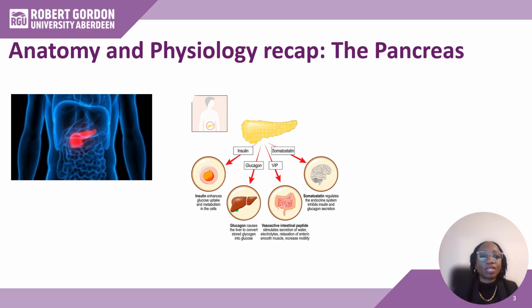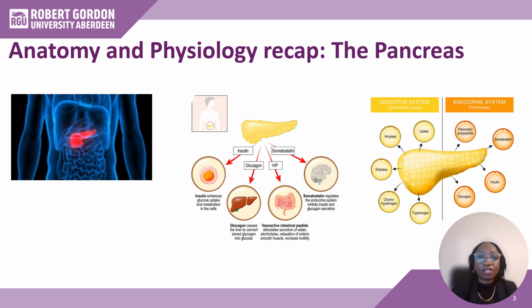As you can see on this slide, the pancreas does produce a few different chemicals, if you like. So we have the insulin there, we have glucagon, we also have vasoactive intestinal peptide, and we also have somatostatin. These are really important when we get into the pharmacotherapy of diabetes as a condition, because the newer therapies have started targeting these other parts of the function of the pancreas.